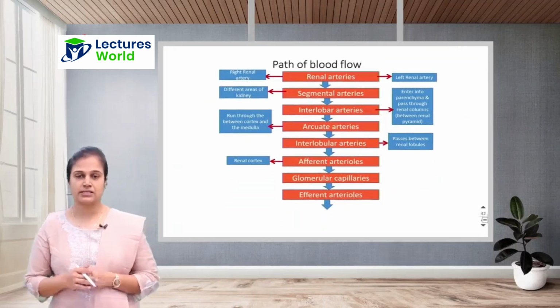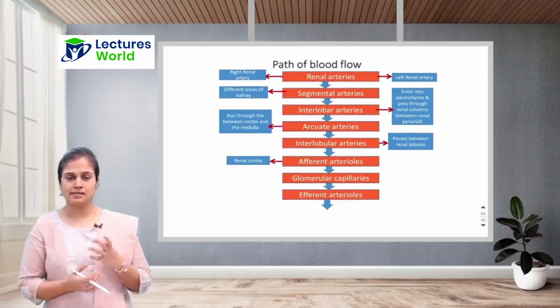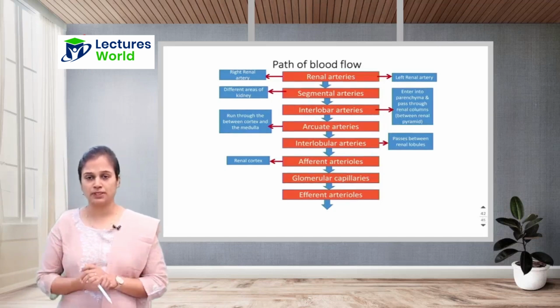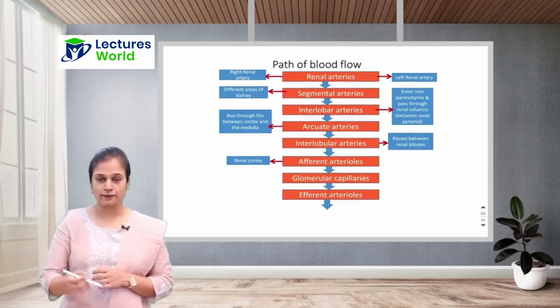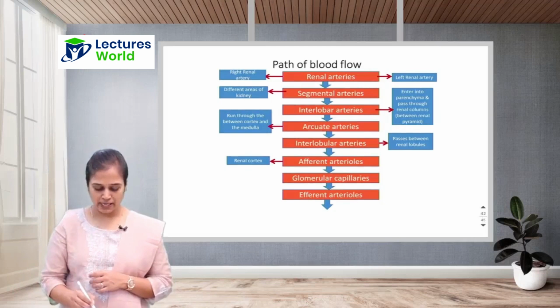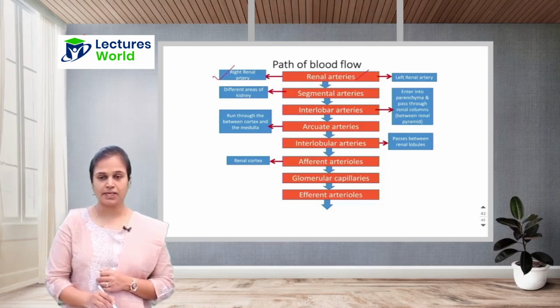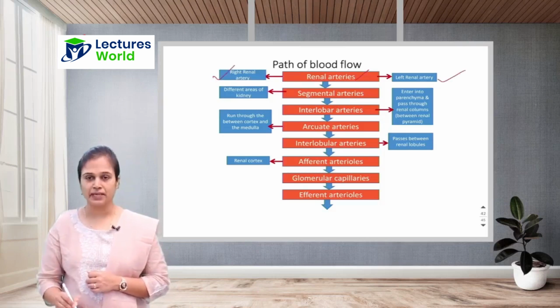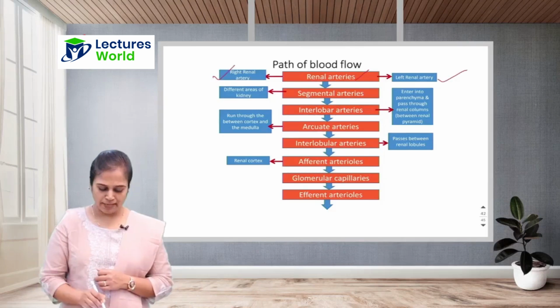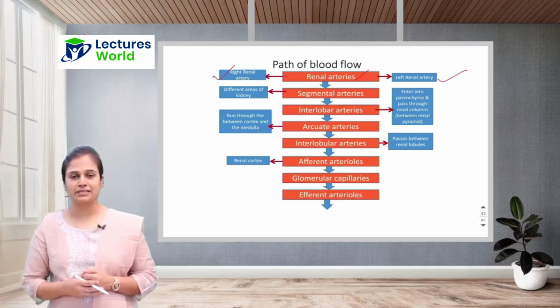So we will see all the branches supply blood to which part of the kidney. As we have already discussed, the renal artery bifurcates into the right renal artery and the left renal artery. It branches into the segmental arteries.